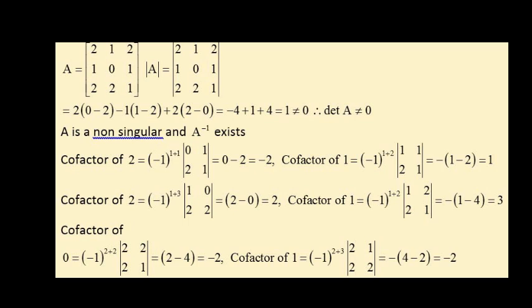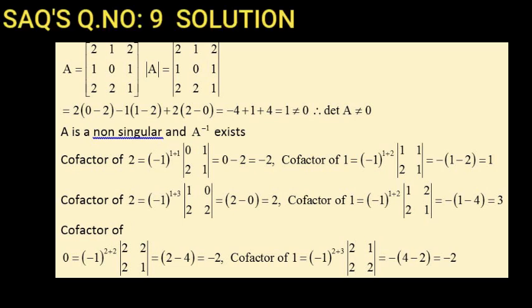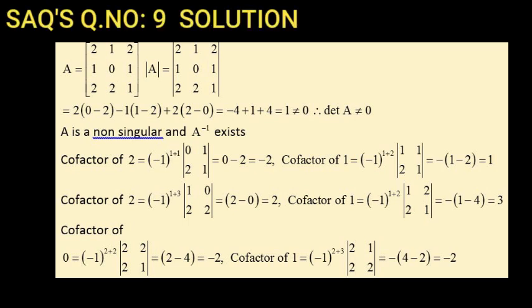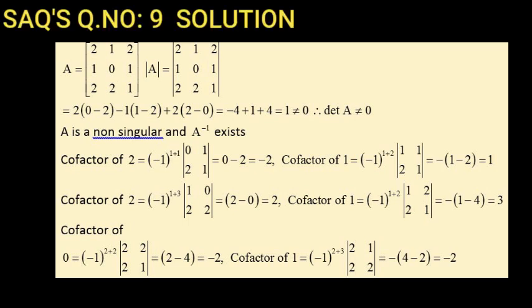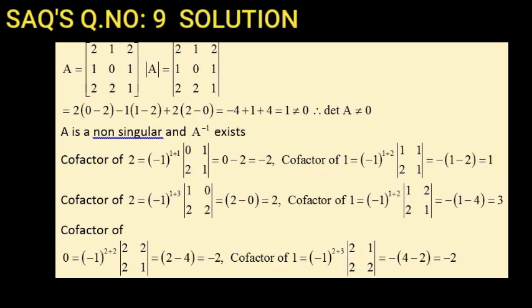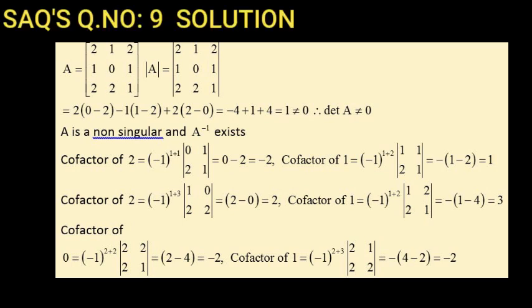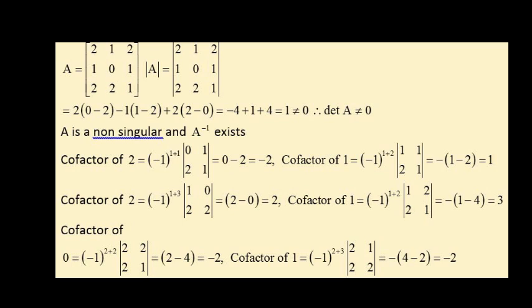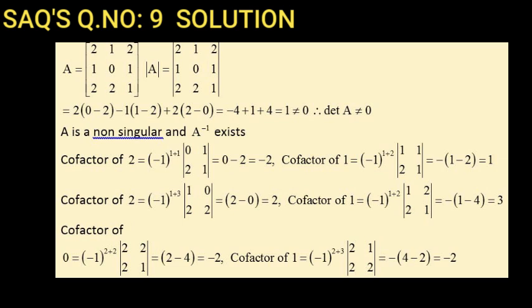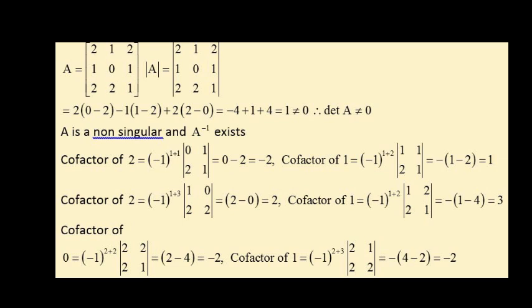Next, the cofactor of 2. Here 2 is the first row and third column element. That is equal to minus 1 whole power 1 plus 3. Here i is 1, the first row, and j is the third column. And its minor is 1, 0, 2, 2. Expanding this, that is equal to 2 minus 0, which is 2. Next, the cofactor of 1. Here 1 is the second row and first column element. Therefore, that is equal to minus 1 whole power 2 plus 1. Its minor is 1, 2, 2, 1. Minor means deleting the row and column in which the element exists. That is equal to minus of 1 minus 4, which is 3.